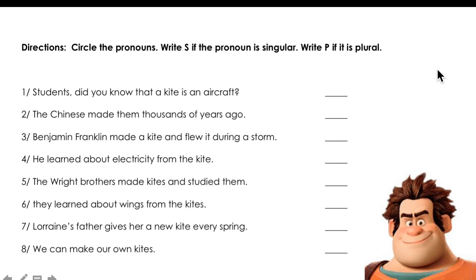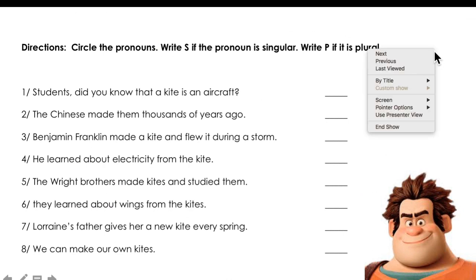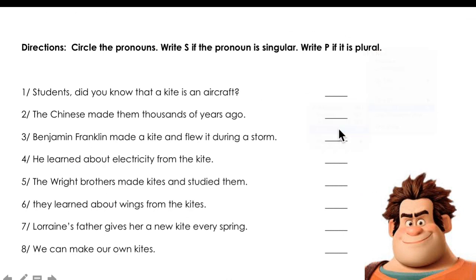Let's go and work. Circle the pronoun in the sentence and then write if it's a singular pronoun or plural pronoun. So, students, did you know that a kite is an aircraft? Where is the pronoun? Can you find it for me? Yes, you is the pronoun. Circle you and tell me, is it singular or is it plural? You can be both, right? Singular or plural. We have to see the subject of the sentence.